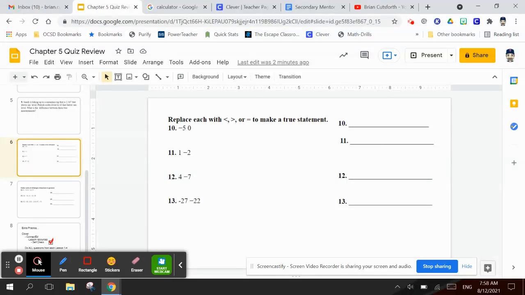Ten through 13, we have to compare each of those two numbers. So we have to put a less than, greater than, or equal to sign to make that true. So we have -5 and 0. Think about which one is smallest, which one is furthest to the left. Well, -5 is less than 0 because 0 is larger. It's more to the right.